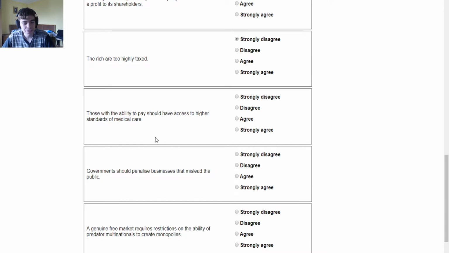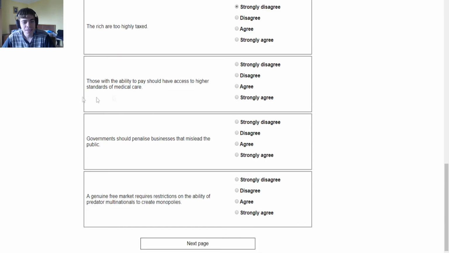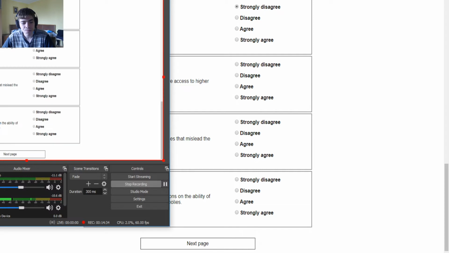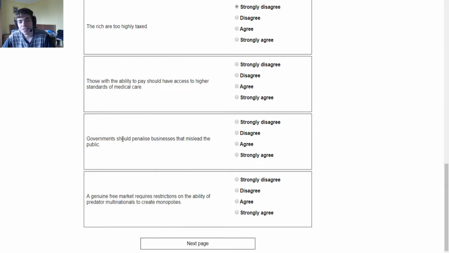So yeah, this is why I'm a little bit unsure about how to answer this one. As long as everyone has access to the best standards of healthcare without getting into crippling debt, then I can leave the rest higher up to be available for people who have more money. So I guess it will be just a slight disagree.